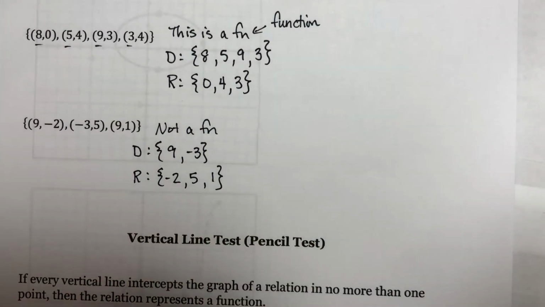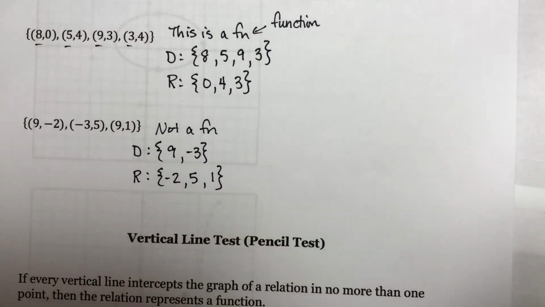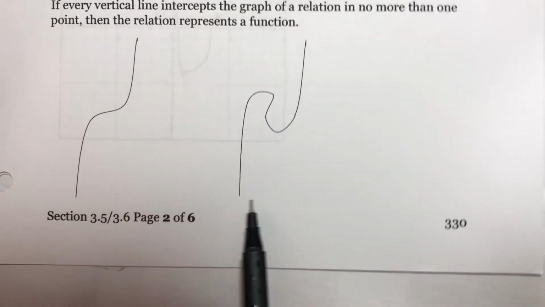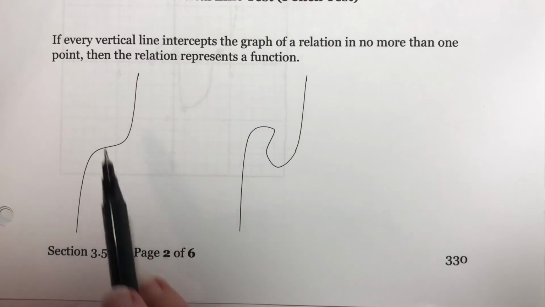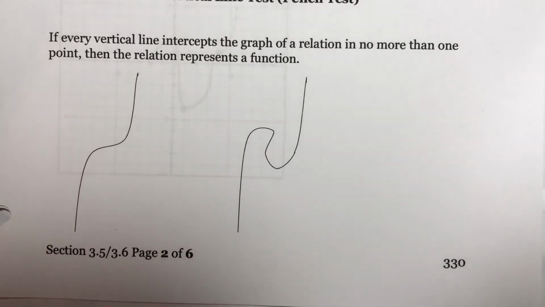x value. Okay, sometimes though, like I said, a relation can be a list of ordered pairs, which is what we have here, or it can be a squiggle on a graph. Now, if you have a graph, you can't possibly list every single ordered pair and check to see if you have repeated x values. So we have to use a different trick.